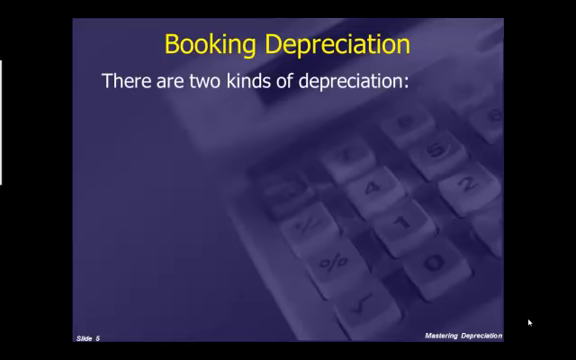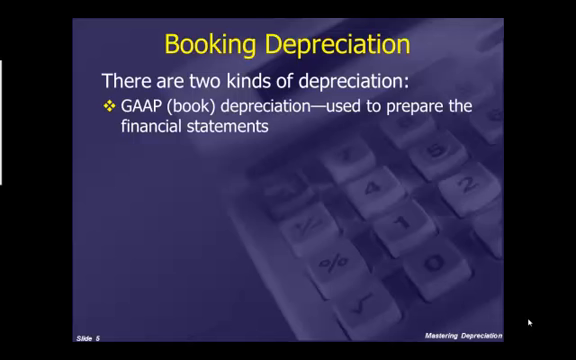There are two kinds of depreciation. We have GAAP, generally accepted accounting principles, the book depreciation, that we use to prepare the financial statements that will update the income statement. That's where we'll have depreciation expense showing. And then, of course, the accumulated depreciation will show up on the balance sheet.